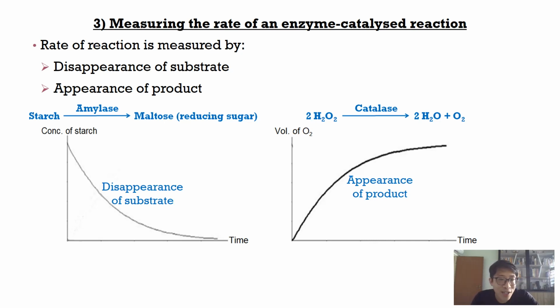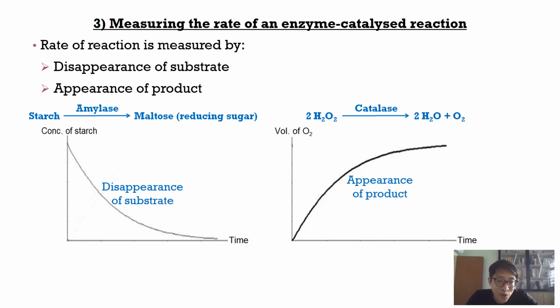If the reaction results in a temperature change, then of course you can measure the rate of temperature change, or if there's a color change, you can measure that as well. But for all reactions, there would be the disappearance of substrate and the appearance of product. So for all reactions, these are two parameters that you can measure.